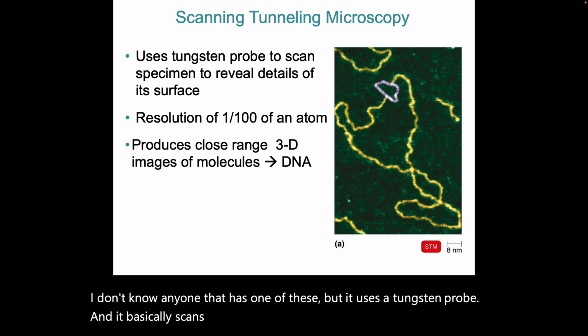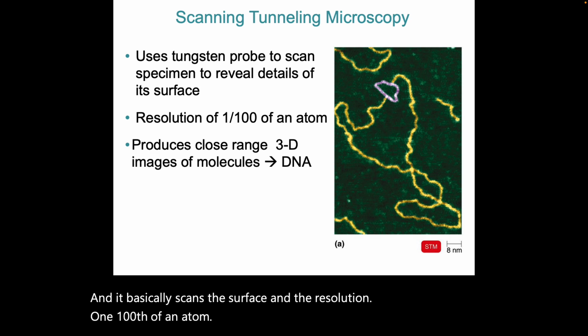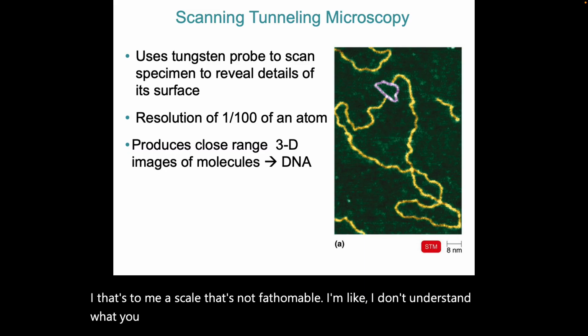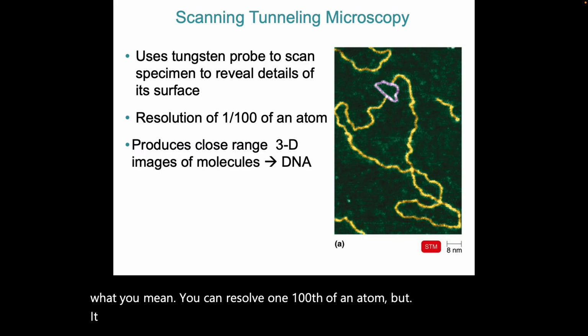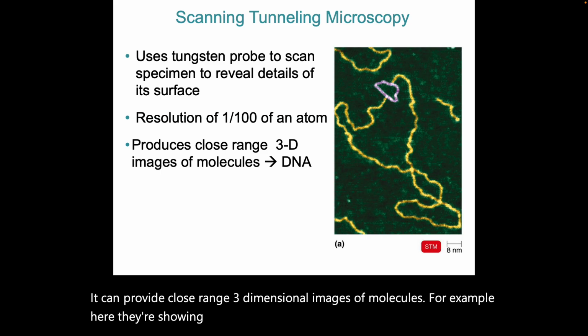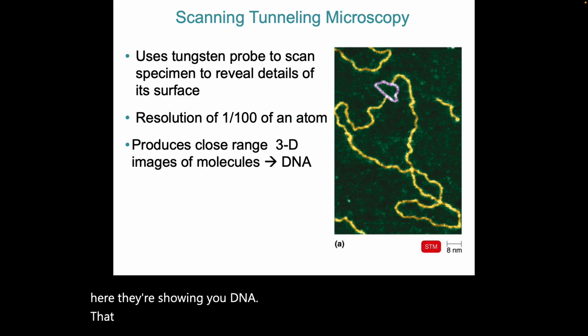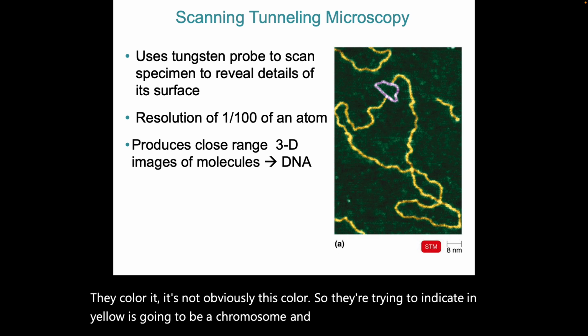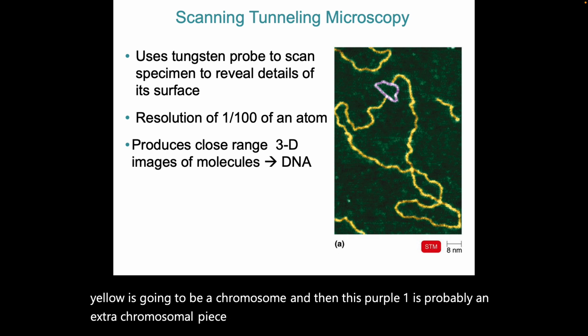And the resolution, 1/100th of an atom. That's, to me, a scale that's not fathomable. I'm like, I don't understand what you mean. You can resolve 1/100th of an atom, and it can provide close range, three-dimensional images of molecules. For example, here they're showing you DNA that has been kind of blown out of the cell. They color it. It's not obviously this color. So they're trying to indicate in yellow is going to be a chromosome, and then this purple one is probably an extra chromosomal piece of DNA, like a plasmid.